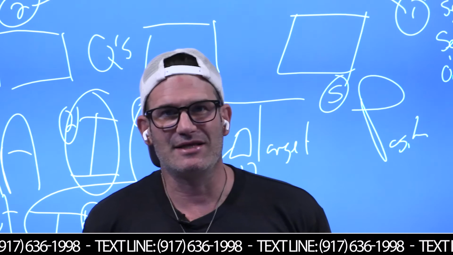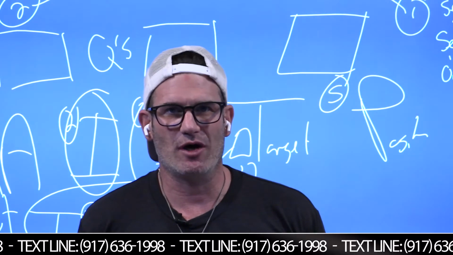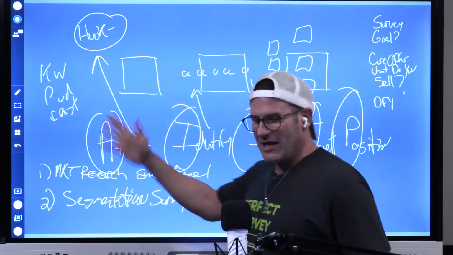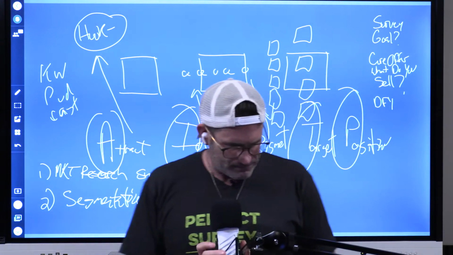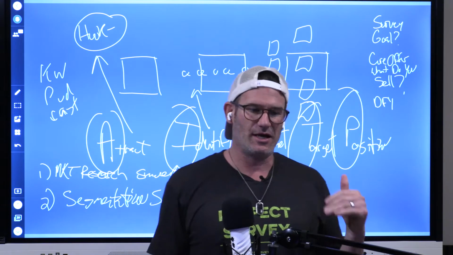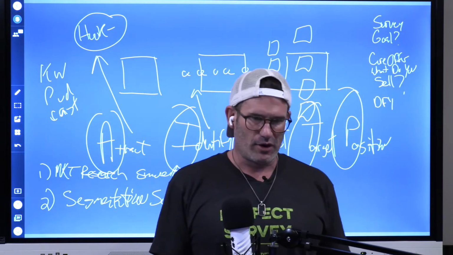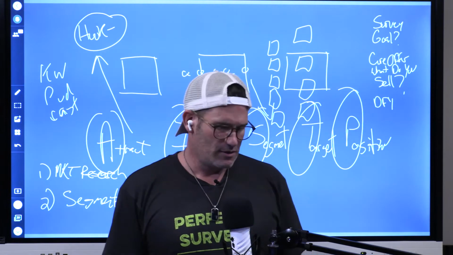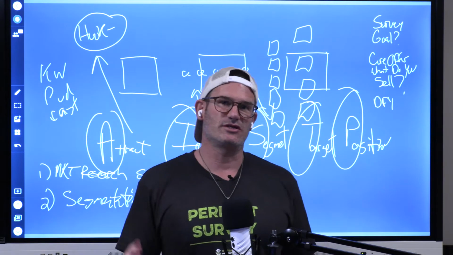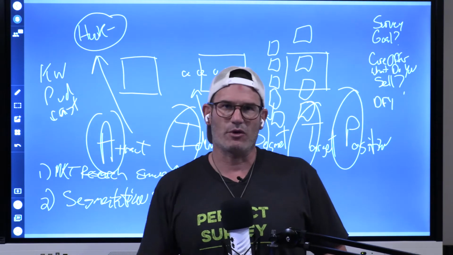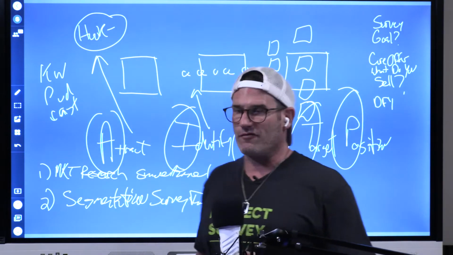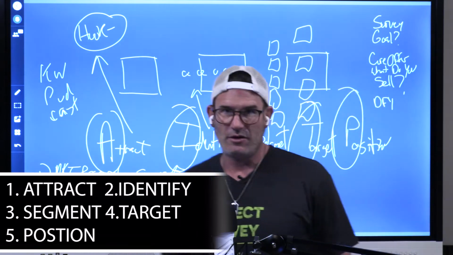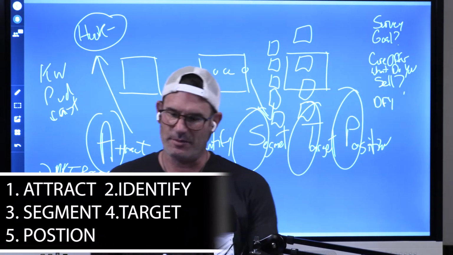So with that said, let's dive in and talk about the 5 steps of my perfect survey framework. There's a lot of different things that we can go over here, and I'm going to go into some detail on each one. Breaking out the perfect survey method, you can go as niche as you want, but there are frameworks for everything that we have. Our framework is attract, identify, segment, target, position.